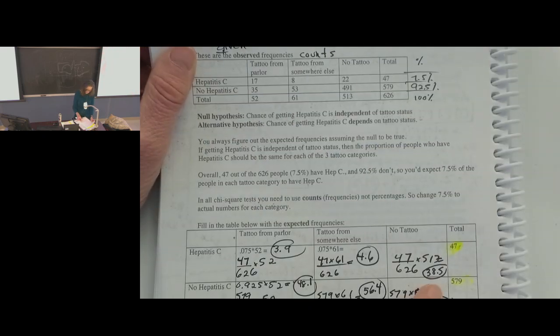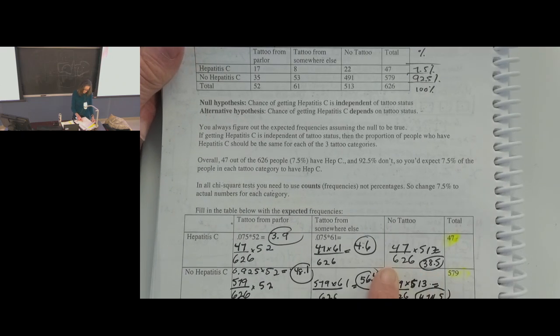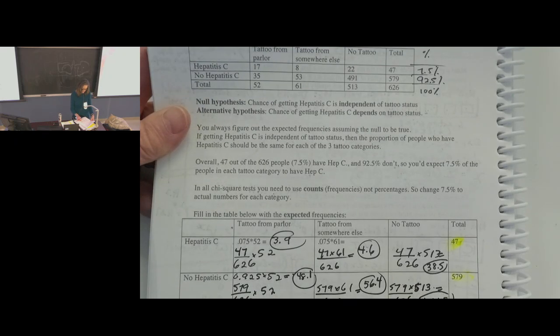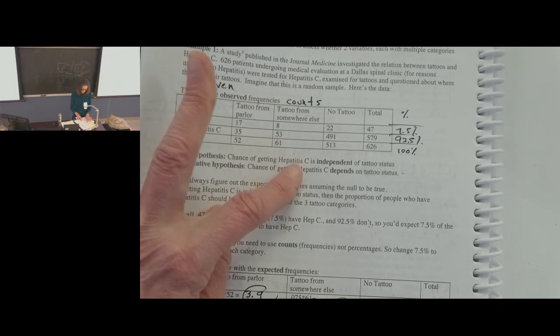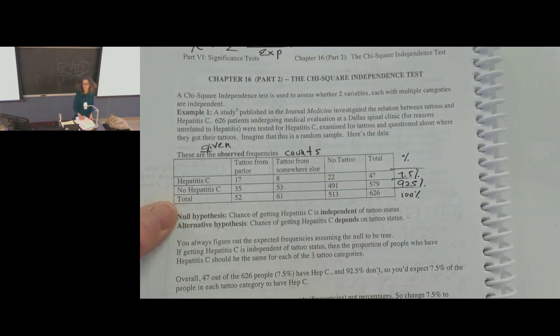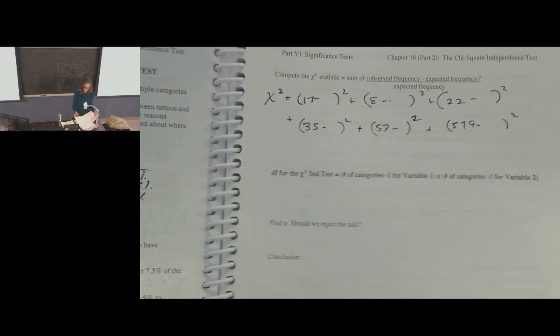For no tattoo, we'd expect 38.5. Is that right? Okay, so that makes sense. We didn't get nearly as many. We'd expect to get a lot more here. We got less. So it looks like it's really dependent, these differences.